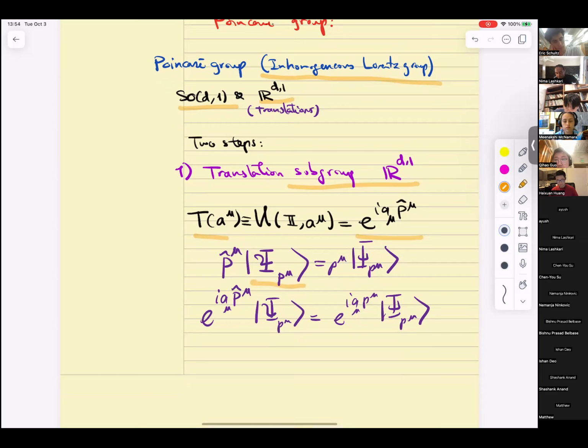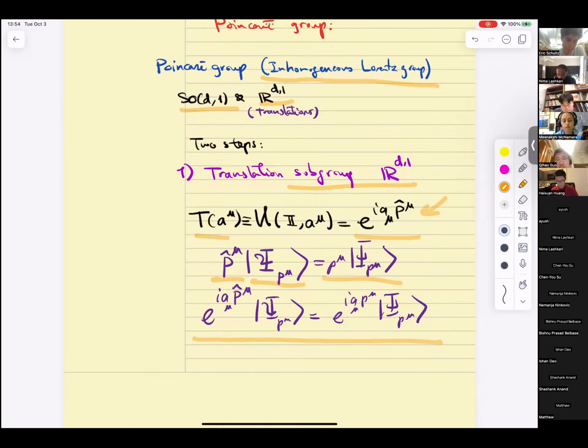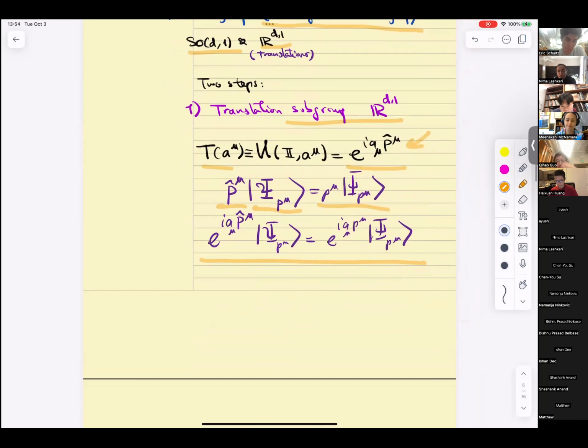So now here's a state. You could label your states as the eigenstates of this four-momentum operator, the same way that we did in the other example. This is like e to the power of i x p, right? And yeah, this is how translations act on these eigenstates of the momentum operator. These are one-particle states, right? Good.